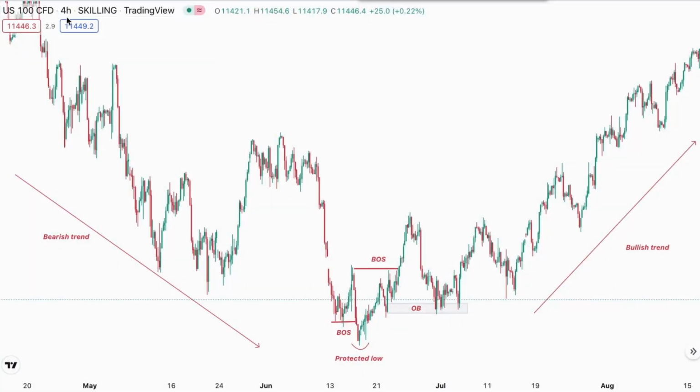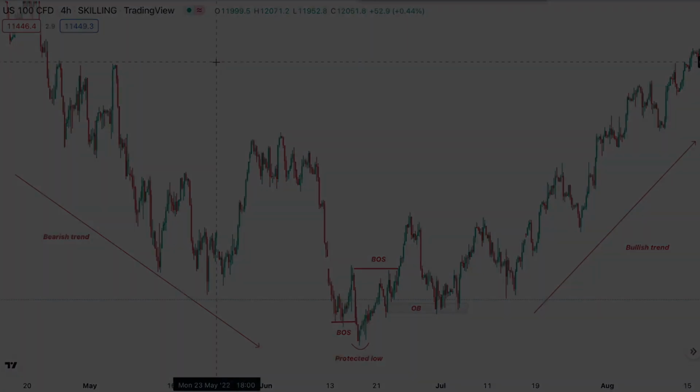We are using Nasdaq for our chart. We can observe this change of character from bearish to bullish. When price reached this last swing low, it made the bullish break of structure, returned back to the order block, and continued higher. After getting back to the order block, we can switch the time frame to 15-minute to optimize our risk-reward ratio and increase accuracy.